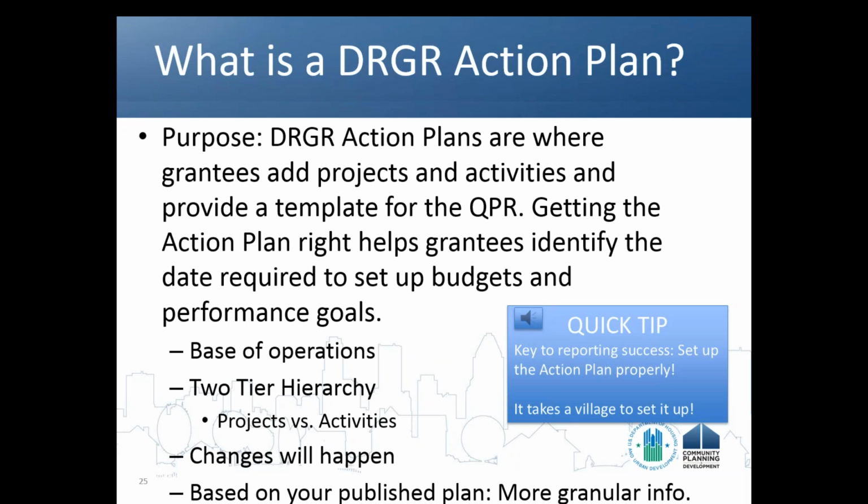They're either going to happen because maybe you're going to work with a new sub. It might happen because you actually had to modify your published plan, and therefore you need to reflect those modifications in your DRGR action plan. They may happen because you are going to be meeting a different set of performance goals than what you had originally thought. So it can and will change, and that is okay.